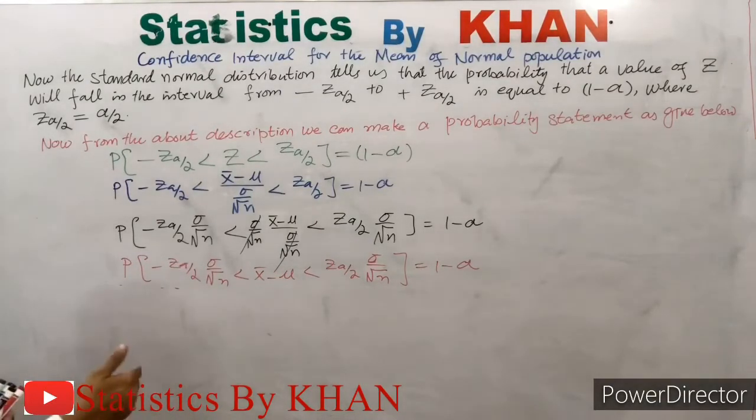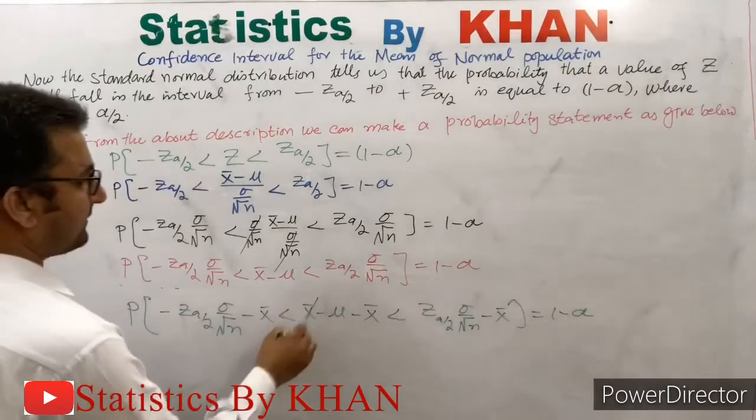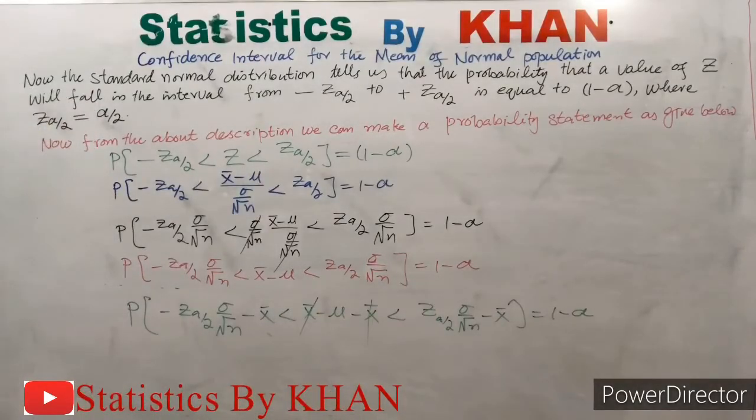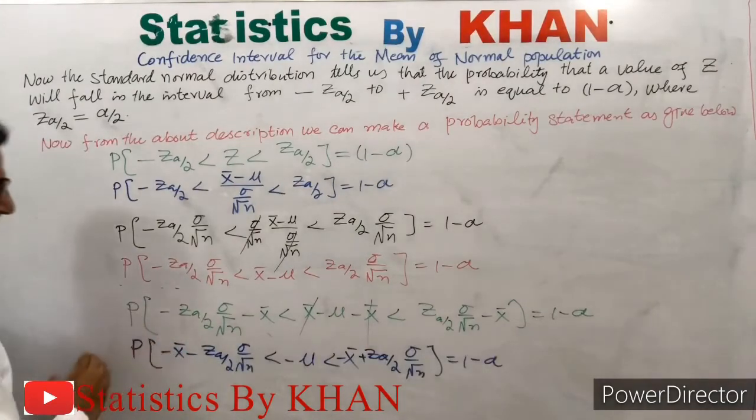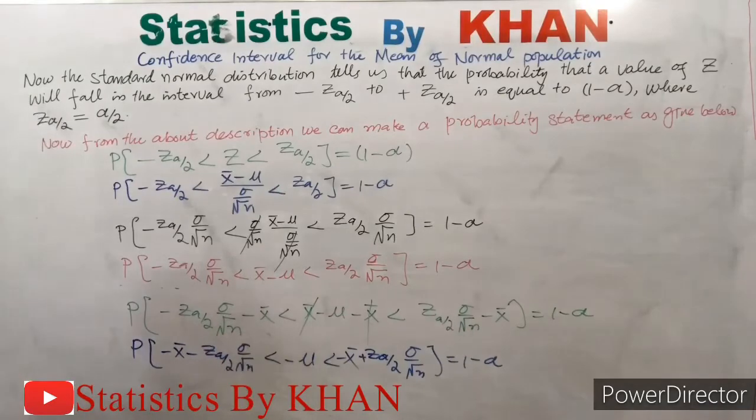For that, I will subtract x bar from all the terms of the inequality. Now these will get cancelled out. Next, this can also be written as shown over here. So now we need a positive mu over here. For that purpose, we will multiply all the terms of the inequality by minus 1. Do remember, whenever we multiply an inequality by a negative number, the inequalities get reversed.